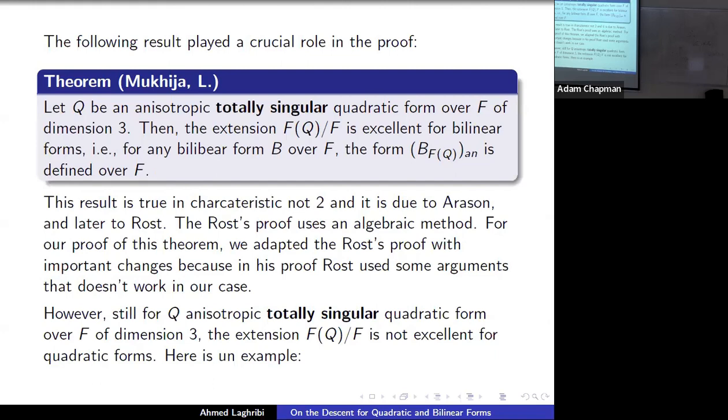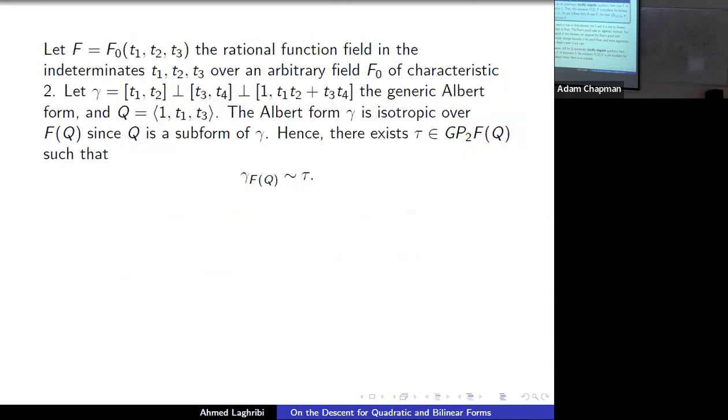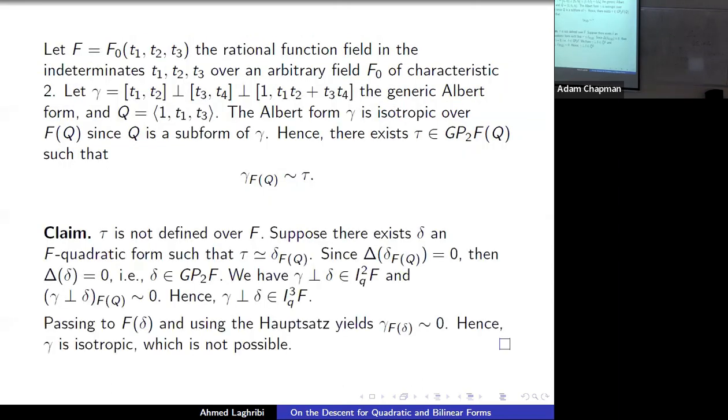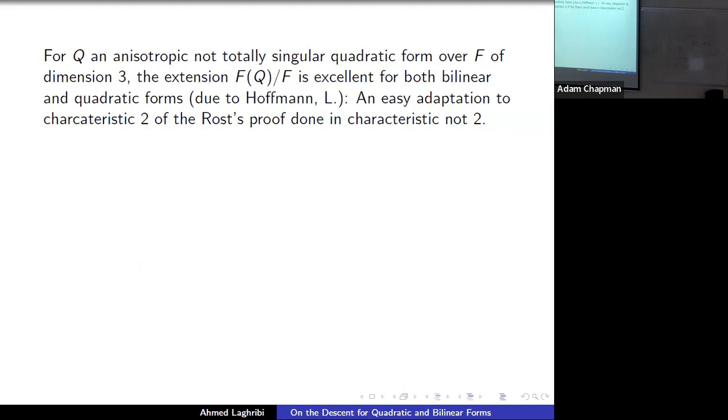And now, here I take totally singular. Now, if you take Q of dimension 3, but not totally singular. I repeat. When Q is totally singular of dimension 3, the function field extension is excellent for bilinear forms, but it is not excellent for quadratic forms. This is what I would like to stress. Okay. So I skip the detail, it is not important. And now, when Q is an anisotropic, not totally singular quadratic form of dimension 3, then the extension F(Q) over F is excellent for quadratic and for bilinear forms also. This is very simple.